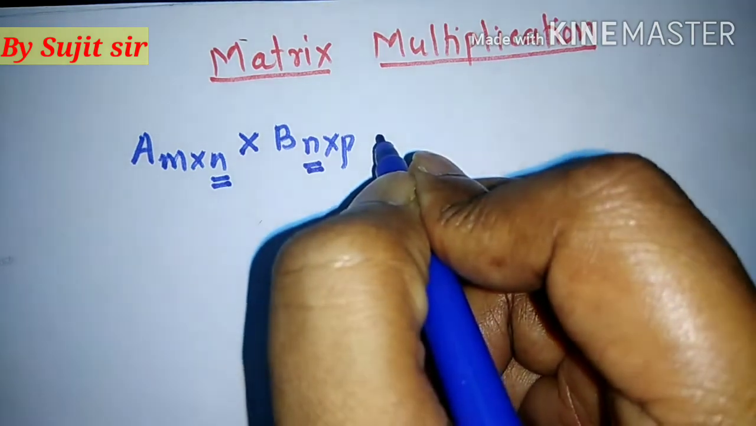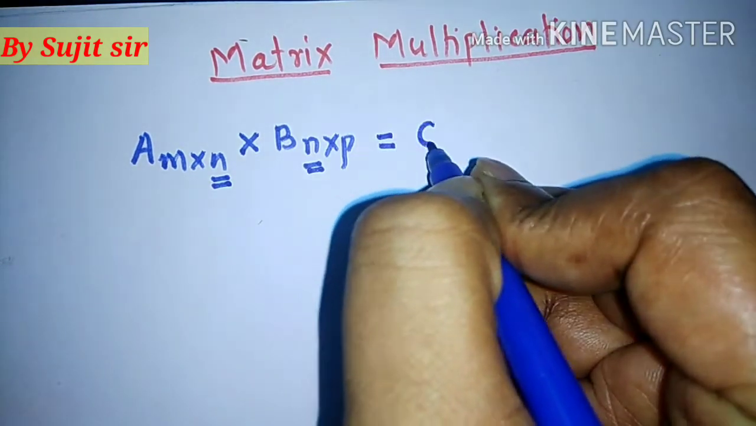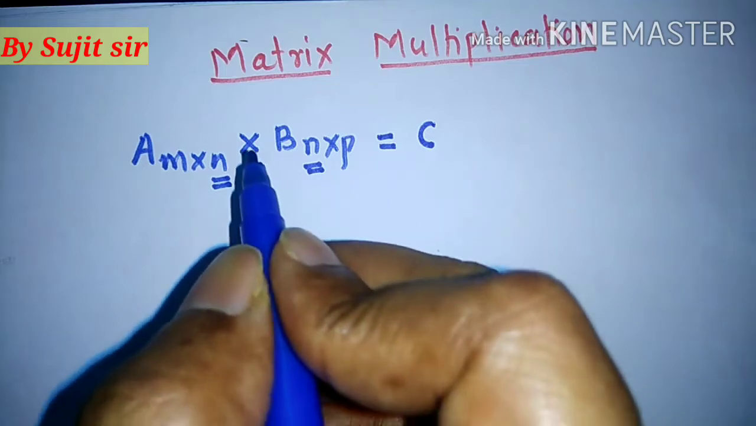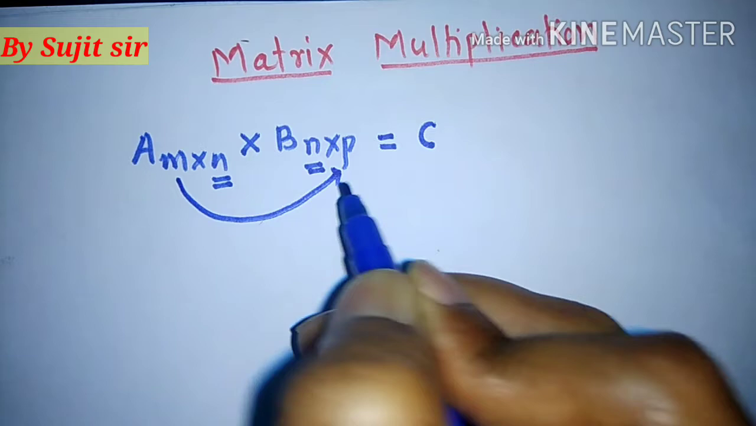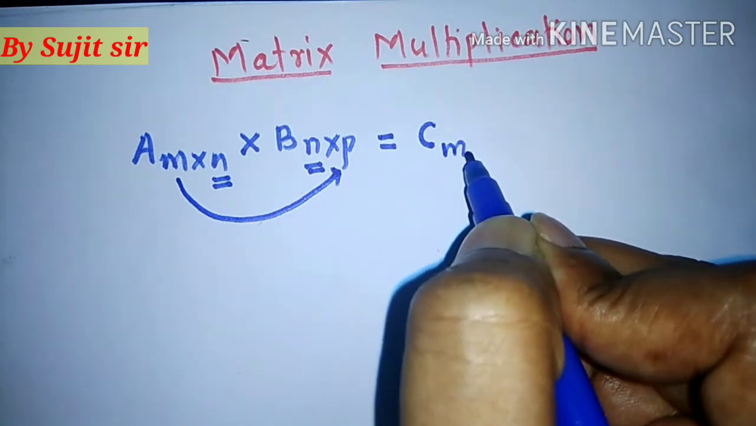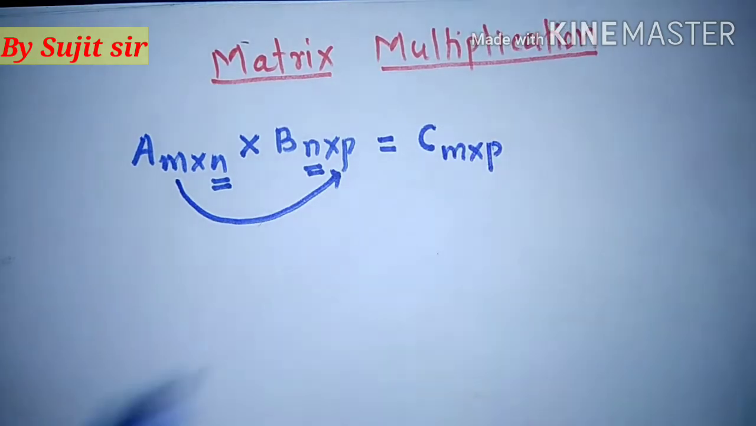And suppose C is the resultant matrix of A and B, then the order of the matrix C is m by p. This is the order of the resultant matrix. Now let us take one example.